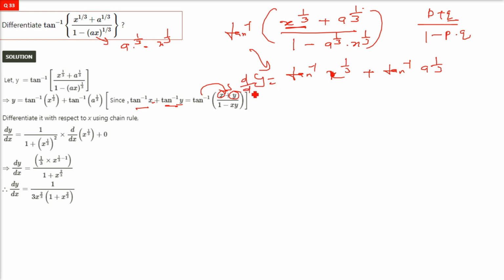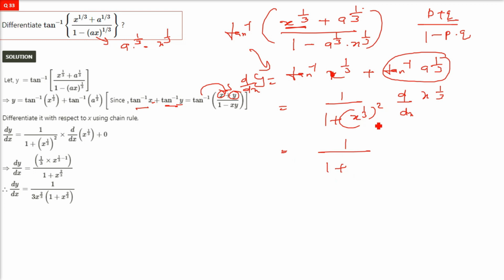So you just have to differentiate this, dy by dx. Tan inverse a raised 1 by 3, there is no x, so it is going to be 0. It is considered as a constant. And then we have 1 plus x to the power 1 by 3 whole square, because the differentiation of tan inverse of anything is 1 by 1 plus square of that thing. Differentiation of x raised 1 by 3 by the chain rule. So we have this 1 by, x to the power 1 by 3, differentiation let us do first.